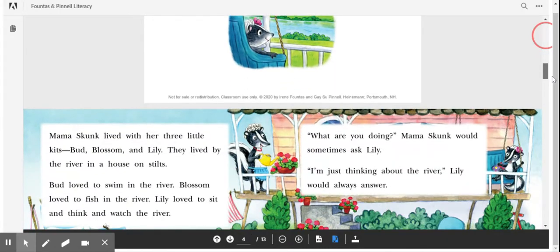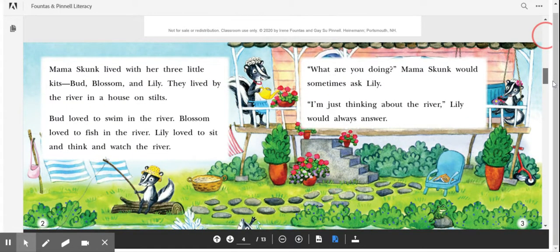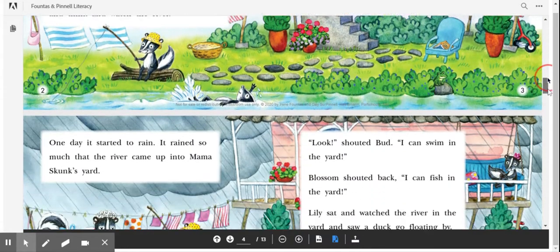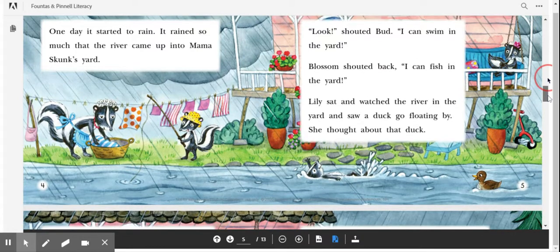Some of the things you'll notice is that the sentences at a level K are going to start to get a little bit longer. Certainly not all of the sentences will be long, but it is possible at this level to have sentences that are more than 15 words. There's not a ton in this particular story, but this sentence right here, Lily sat and watched the river in the yard and saw a duck go floating by. That's just over 15 words. So that's something you're going to start to see at a level K.